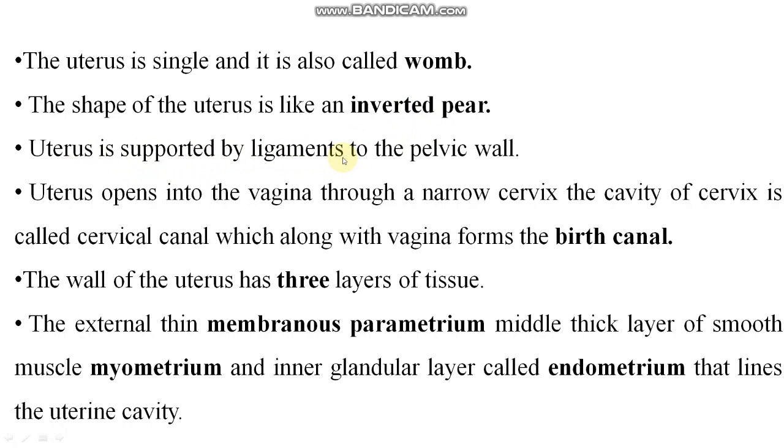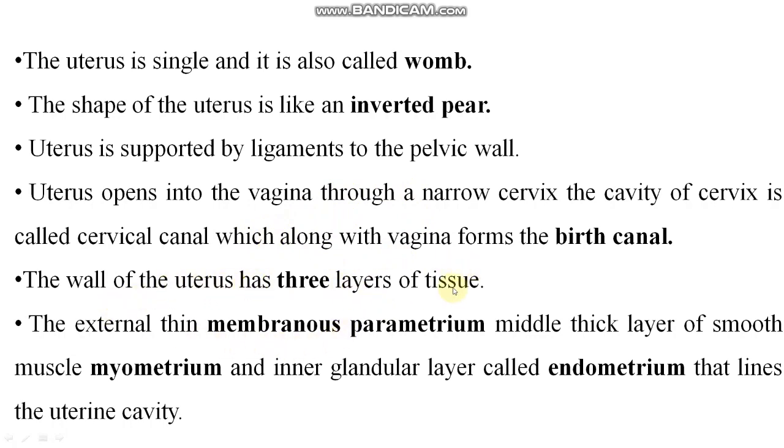Uterus is supported by ligaments to the pelvic wall. Uterus opens into the vagina through a narrow cervix. The cavity of the cervix is called the cervical canal, which along with the vagina forms the birth canal, right? You can see here, there is nothing explanatory here. You should know the information only about the female reproductive system.